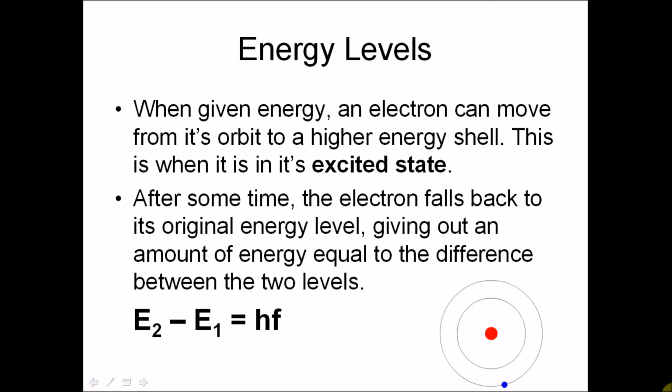An energy level is a fixed energy value that an electron can have in an atom. When an atom absorbs energy, it goes into a higher energy state. This is the excited state. Eventually, it falls back to its original energy shell.